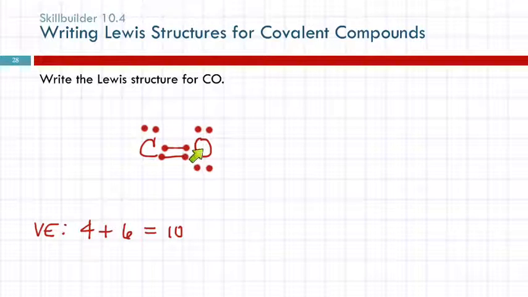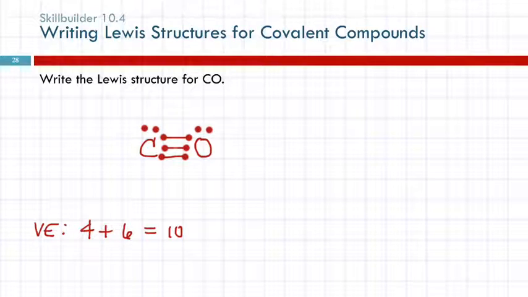So this oxygen is happy now, 2, 4, 6, 8. But the carbon has 2, 4, 6. So we're getting closer. We need to share some more. I'm going to take a lone pair from oxygen now and move that into a bonding position. So I'm going to get rid of this one and stick these in between and connect those dots.